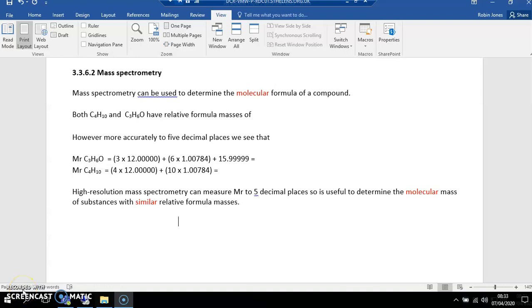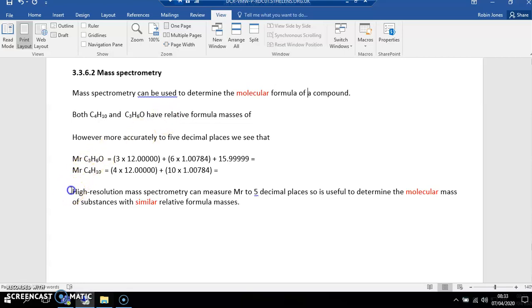Lesson 5, mass spectrometry. So we've done the theory of mass spectrometry, where we've looked at the time of flight mass spectrometer. This is your time of flight mass spectrometer, and it can be used to determine the molecular formula of a compound. In other words, how many atoms, say for example of carbon, hydrogen, oxygen, whatever, are in there.